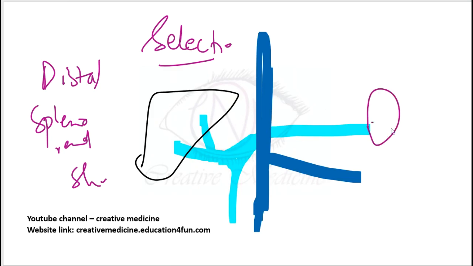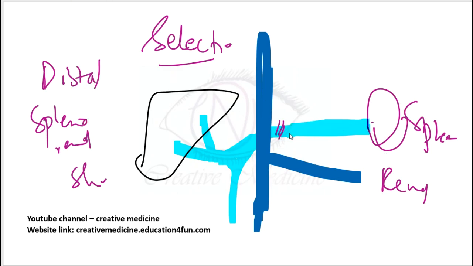Now this is the spleen, this is the renal vein. Now in this condition, you will not do splenectomy. Here you will cut it somewhere here, and then you will anastomose this distal end of the splenic vein to the renal vein. Okay, you are anastomosing this distal end of the splenic vein to the renal vein like this.